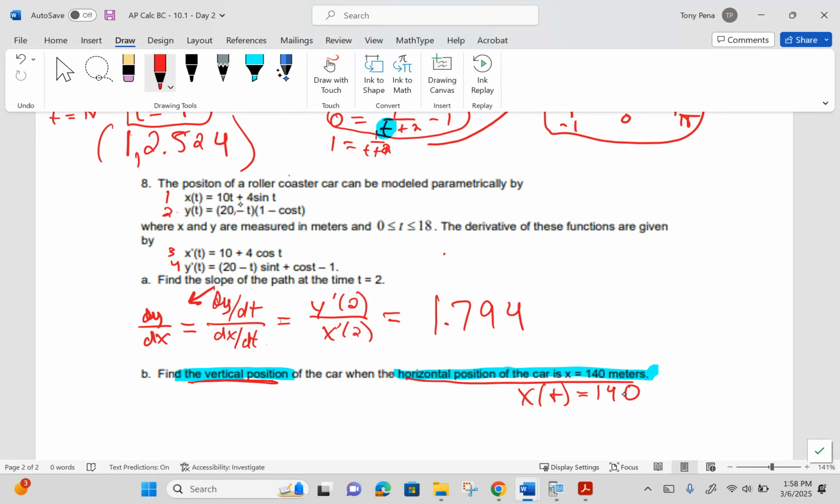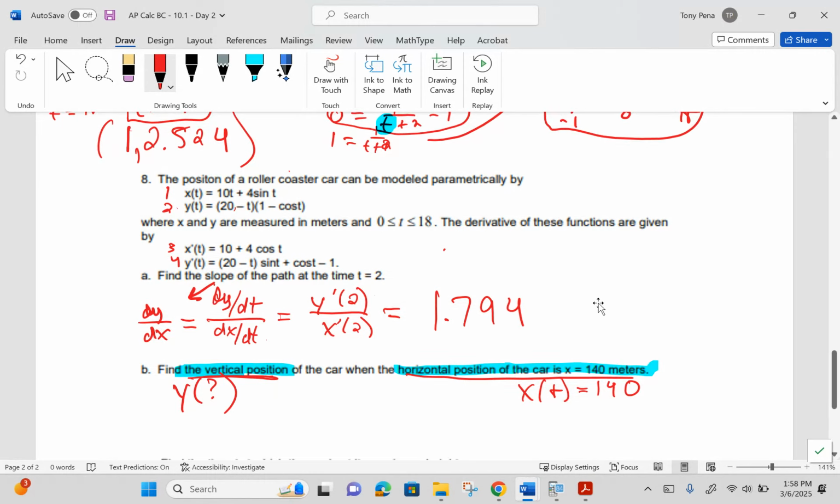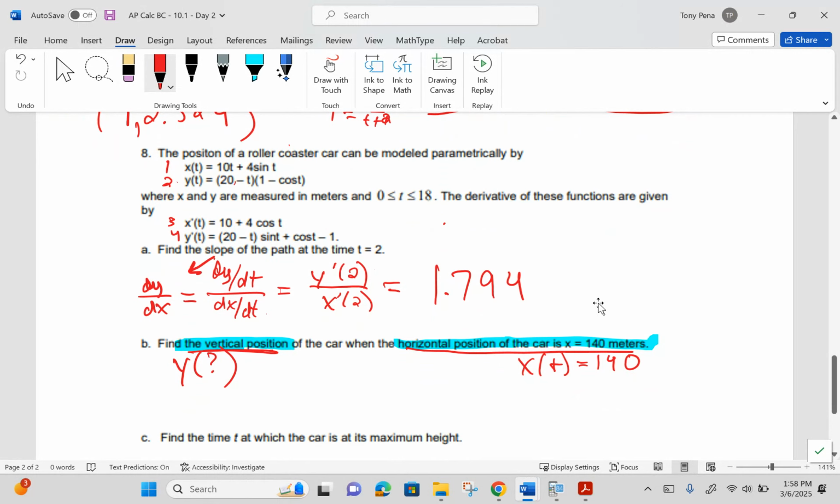That's going to give us the time that we are going to use to find the vertical position at. So we've got to figure out what is the time when our horizontal position is 140. All right? And this, again, is very much calculator. You cannot do this without your calculator, because as you now set x of t, so this guy here, the 10t plus 4 sine of t equal to 140. This is one of the ones you can't do by hand.